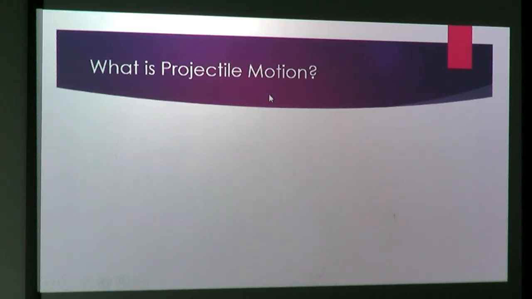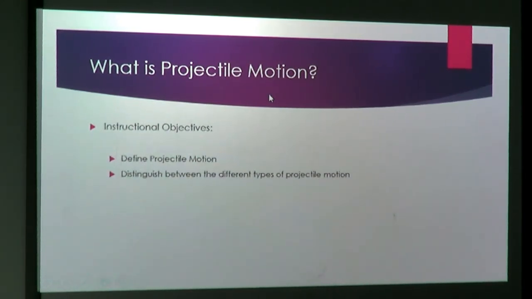What is projectile motion? Remember that I have a big Cuban accent, so projectile for me, projectile for you, that is the same. For this class, the lesson goals or instructional objectives: define projectile motion. And in this class, I'm going to give you different types of projectile motion. I'm not going to give you the formula because you have that in your notebook, but you can research it. Define and distinguish between the different types of projectile motion.